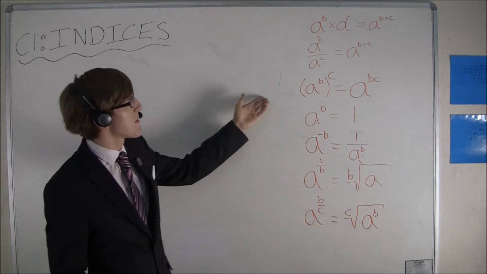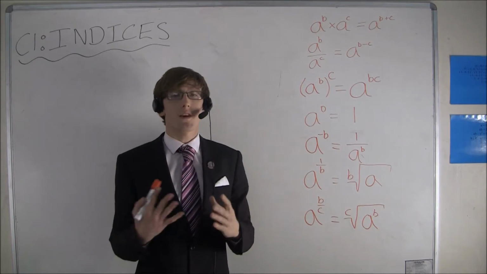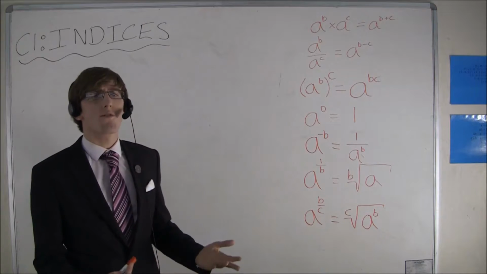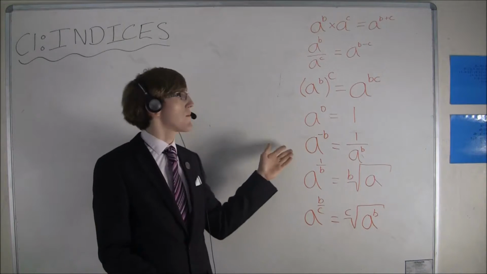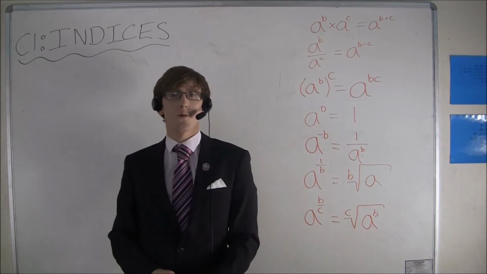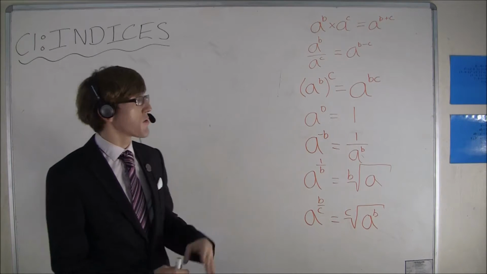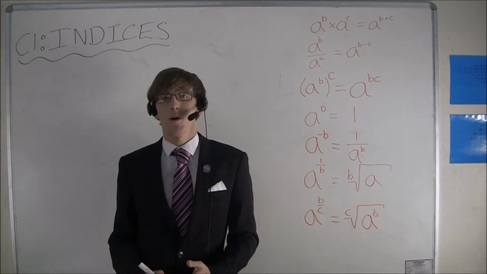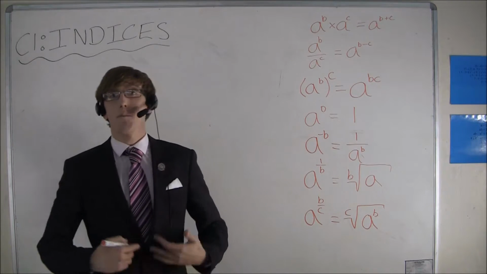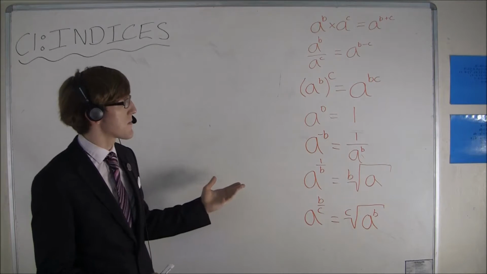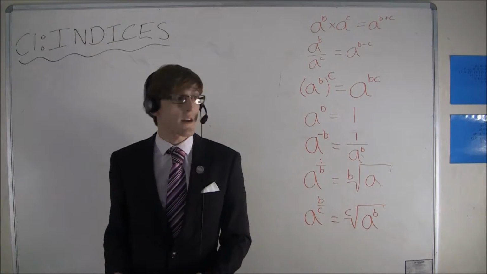If we have one raised to the power of the other, we simply multiply the indices together. If we have something to the power of 0, no matter what that something is, then that's always equal to 1, which is a very useful result. If we have something to a negative power, then that's the same as 1 over something to that positive power. So a to the minus b equals 1 over a to the b.